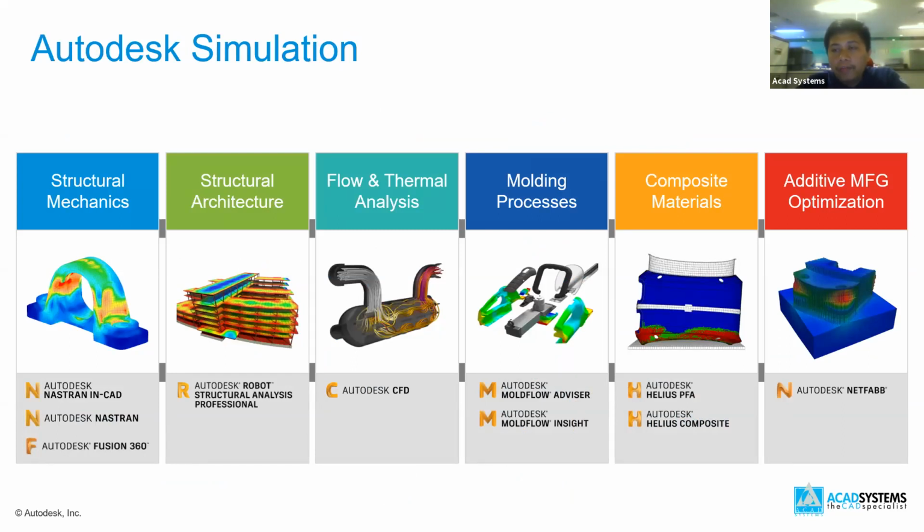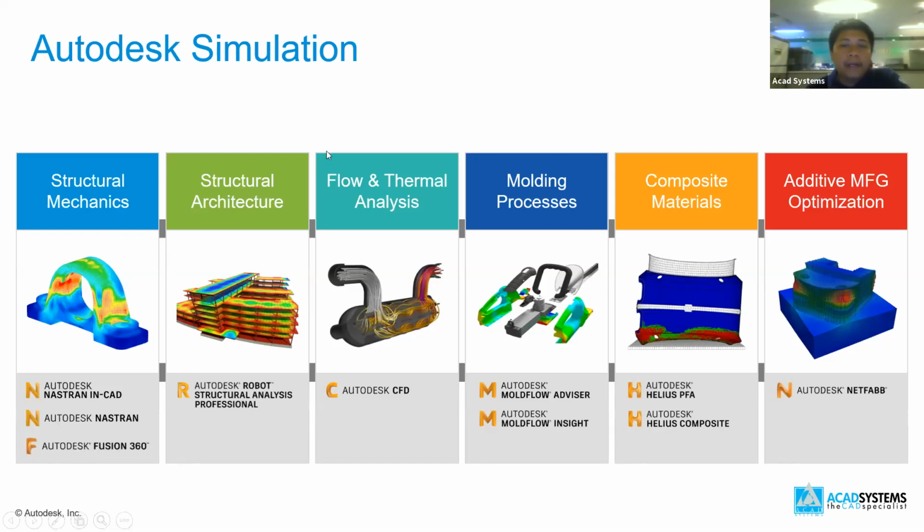They have a few types of simulation software. The first is Autodesk Nastran, also called Nastran In-CAD, which you need to install as a plugin inside Autodesk Inventor. For structural mechanics, you can use either Nastran or Fusion 360, both can. For structural architecture, you can use Robot Structural Analysis, which easily simulates how much load the structure can stand.